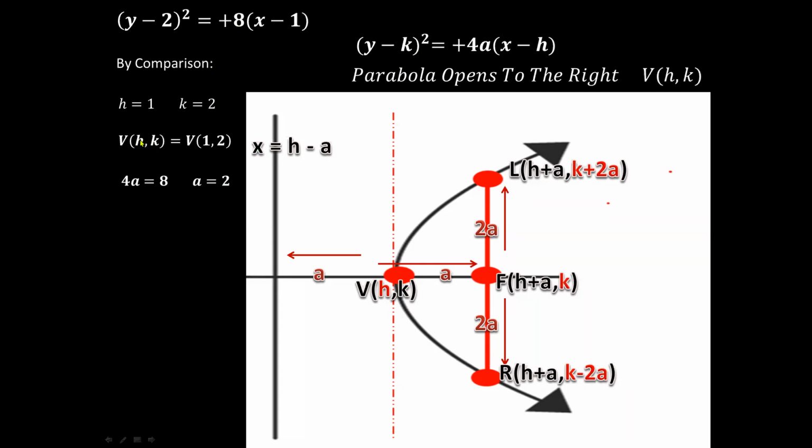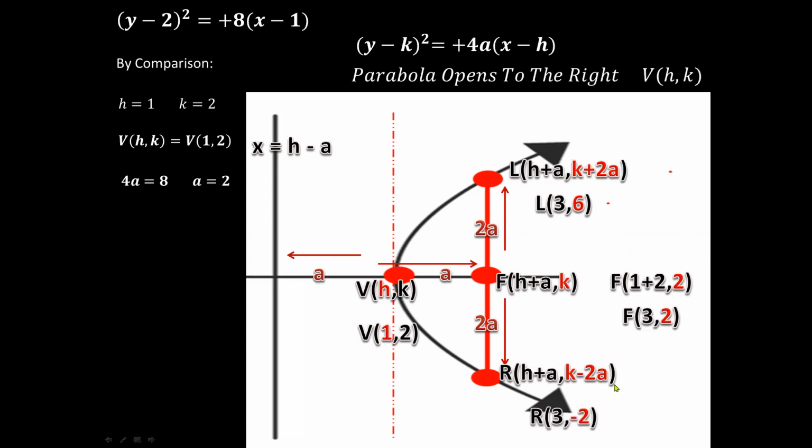Since we already know the values of H, K, and A, we just substitute. Vertex, H, K, 1 and 2. So, H plus A and K. 1 plus 2. Isn't H equal to 1? A is 2. So, 1 plus 2. So, focus, 3 and 2. For L, we have 3 and 6. We just substitute in H plus A, K plus 2A, and then this is our L. L point, 3 and 6.